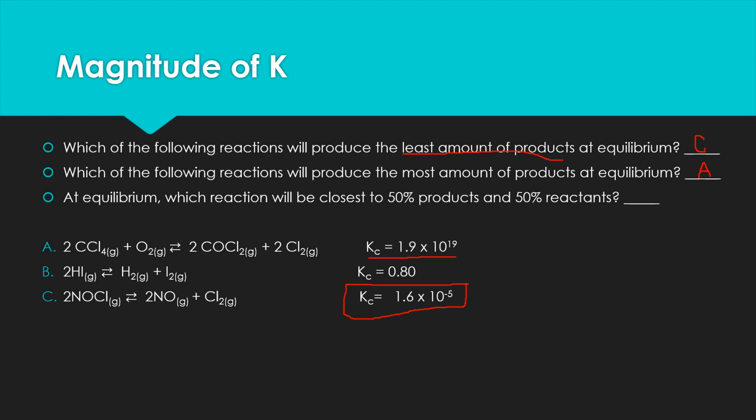Now it says at equilibrium, which reaction would be closest to 50% products and 50% reactants? If we've got a 50-50 mix, then that's going to be a K value of about 1. So that would be letter B because it's 0.8, and that would be closest to 1.0 out of the 3. So that's another way we can use these, to determine which reaction favors reactants or products, or is at equilibrium, close to 1.